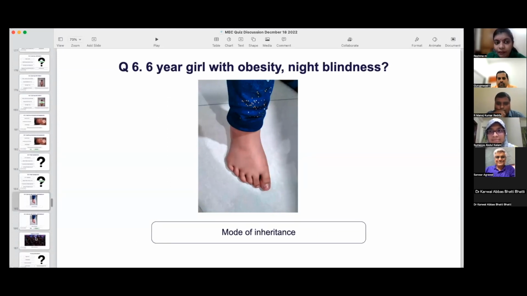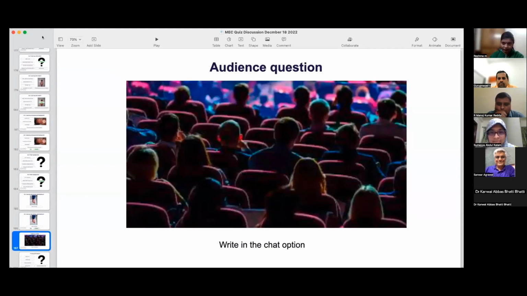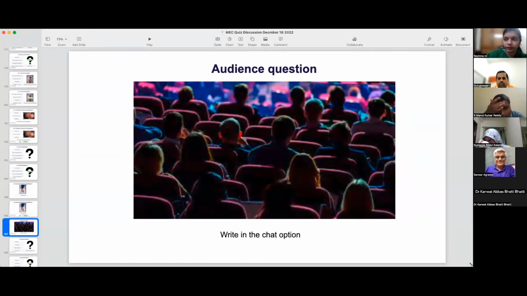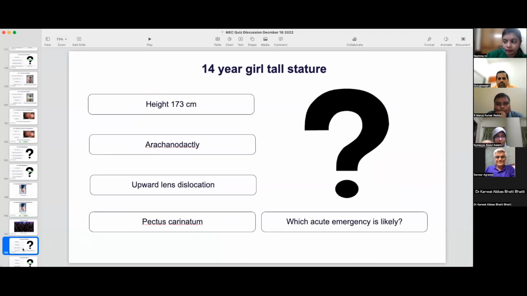We will have a specific question now for the audience. You can use the chat option or the Q&A. First for the audience across the globe, and then from the local audience, we will ask if nobody answers from there. A 14-year-old girl with tall stature, height is 173. There is arachnodactyly. There is an upward lens dislocation. There is pectus. Which acute emergency is likely in this girl with tall stature and upward lens dislocation? Very specific question. So we'll see.